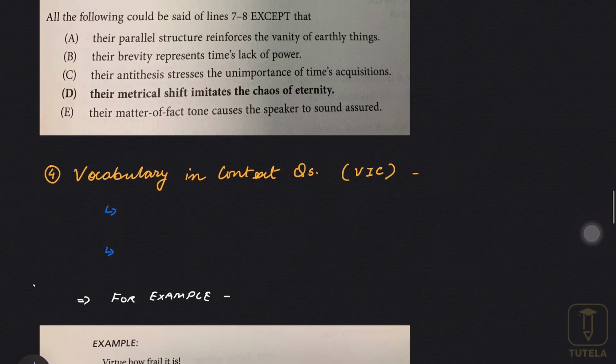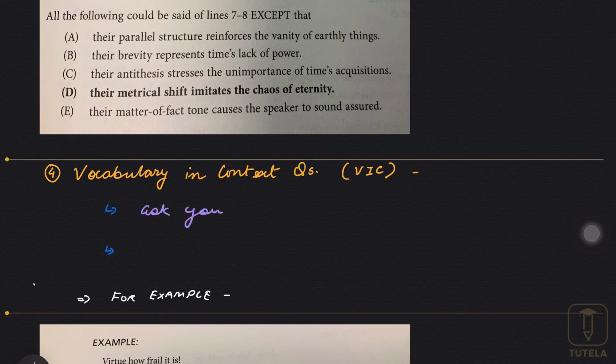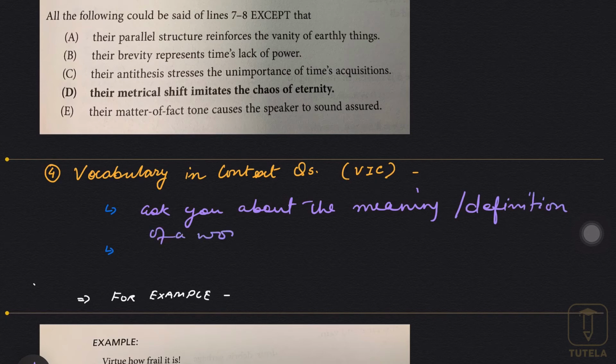Moving on to the next set of questions called vocabulary in context questions. Vocabulary in context question, as the name suggests, actually asks you about the meaning or definition of a word. And the word is pretty simple, but here the crux is that you need to define the word based on the context of the passage. That's why the term in context.